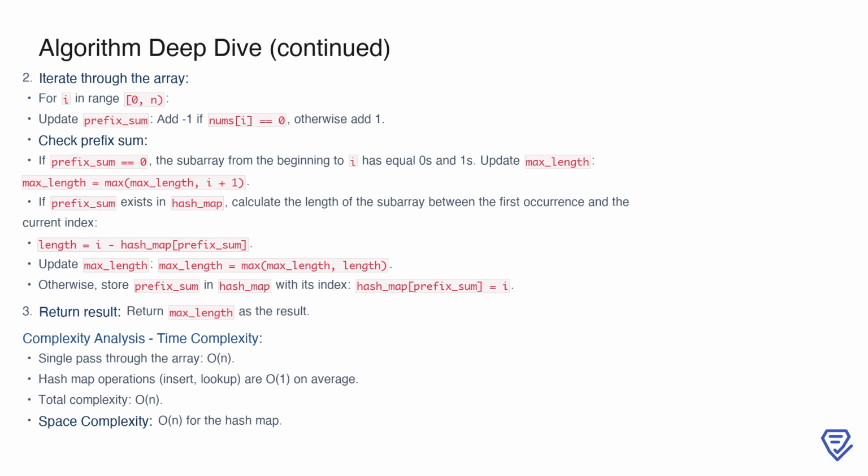This optimized approach is much more efficient, with a time complexity of O(n), due to the single traversal of the array and constant time operations with the hash map. The space complexity is O(n), as the hash map stores at most one entry for each unique prefix sum.